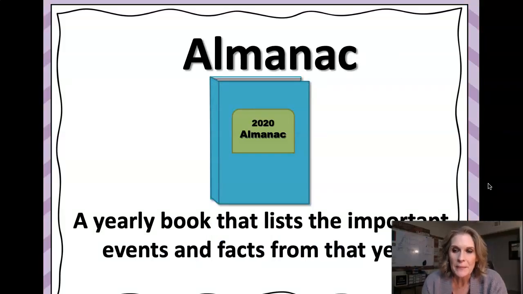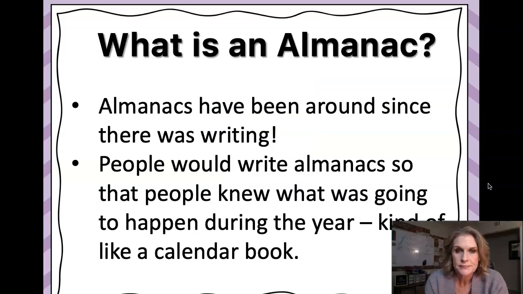Almanac. I'm sure you're going to want to write this one down. An almanac is a yearly book that lists the important events and facts from that year. What is an almanac? Almanacs have been around since there was writing. People would write almanacs so that people knew what was going to happen during the year, kind of like a calendar book.